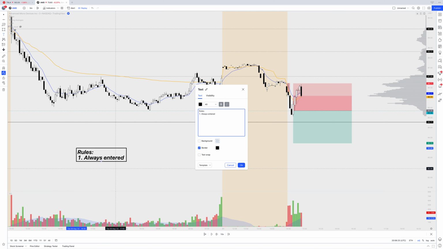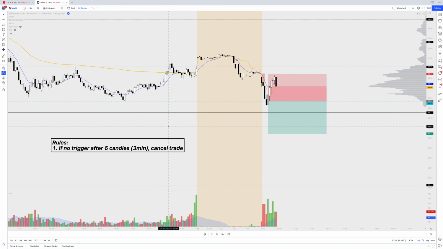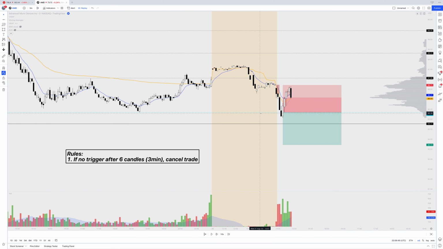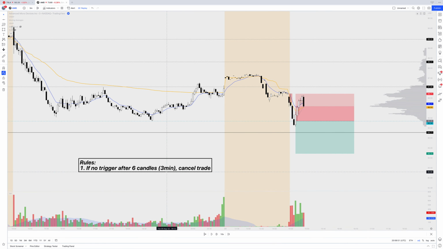Always enter? Oh no, that's not the rule. My number 1 rule is if no trigger after 6 candles, I mean, I'm on the 3-minute candles, so let's do bracket 3-minute. Cancel trade. Right, that's just one rule I like to stick by. I will add these as I go along, as I pull them out of my head.